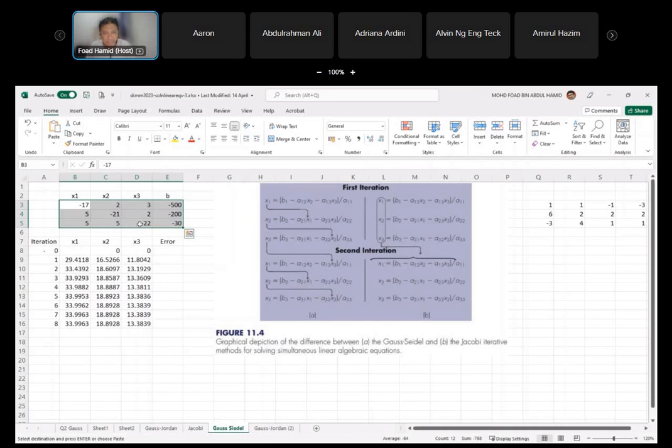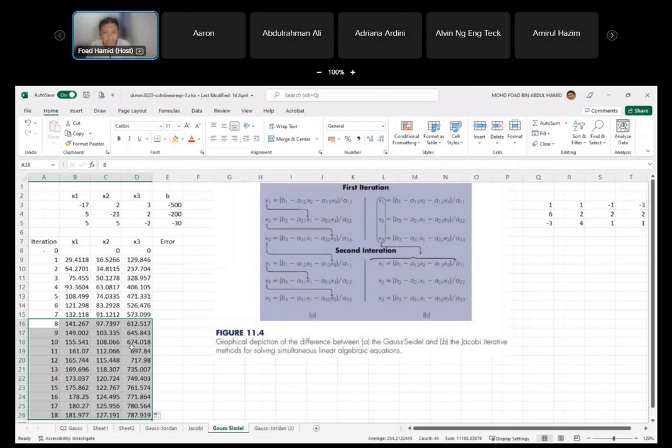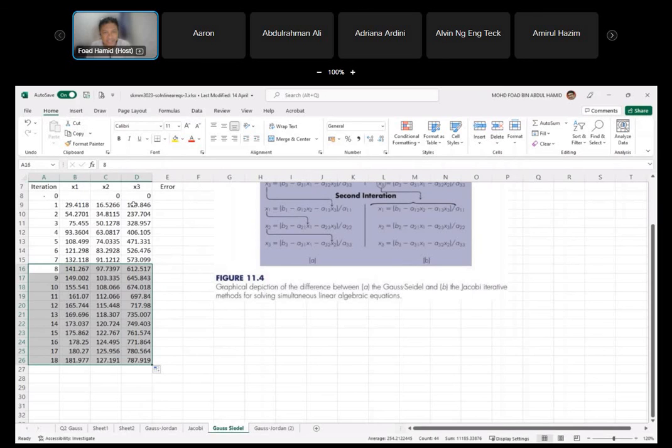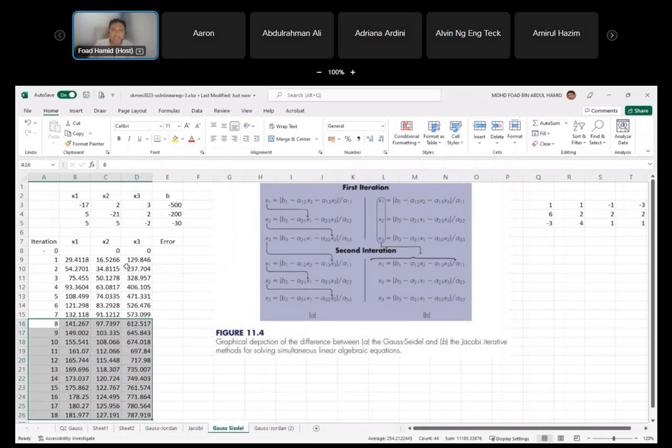But note that if I just change this to -2, you see that this is a big issue. It will not converge. This is diverging. It started with 129, goes up to 600, 700, and so on. So this is basically diverging. This is the issue with the iterative method, especially with bigger matrices.